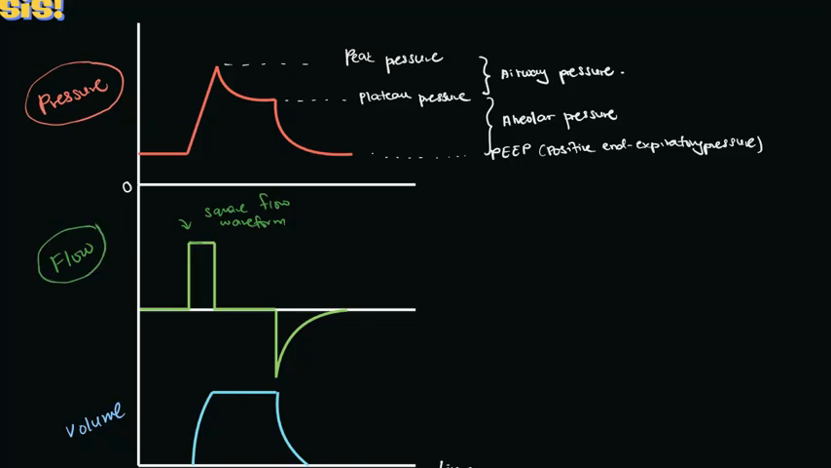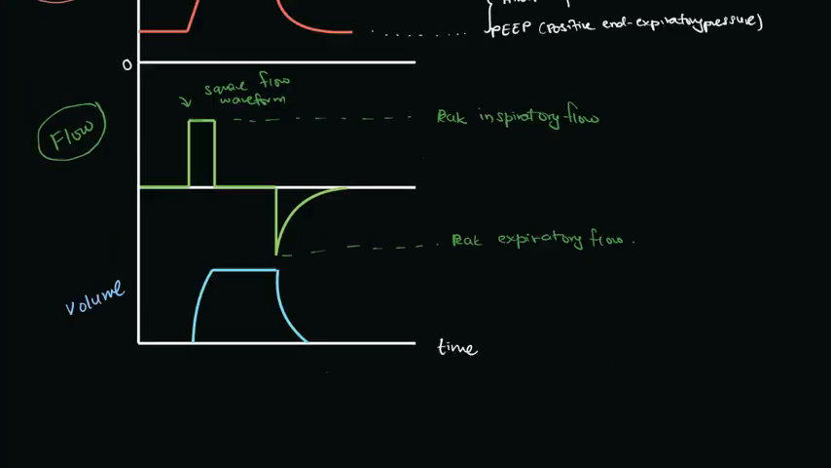In the flow waveform, the positive waveform is the peak inspiratory flow, followed by peak expiratory flow in the negative waveform. In the middle, there is a plateau at 0. That means there is no flow. Here is where the inspiratory pause happens. I will get into the details in the next section.